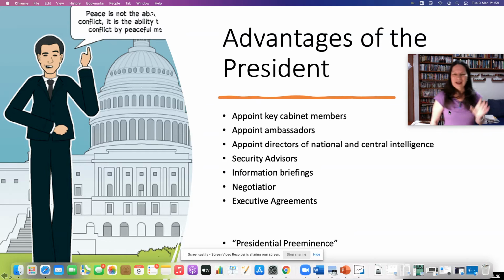However, there's one thing here: as chief negotiator, as chief diplomat, the president has the ability to do something called executive agreements. And executive agreements are agreements that are binding and the president can sign with other countries. However, these executive agreements do not need to be approved by Congress.